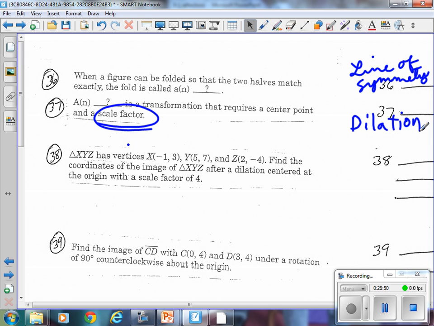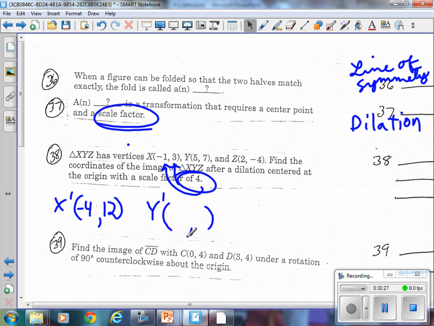Triangle XYZ has vertices, and they give us the coordinates there. Find the coordinates of the image after a dilation centered at the origin with a scale factor of 4. Your scale factor is 4. All you have to do to find the new ones, and I'm going to write them here in this space instead of trying to write them on the blanks because I don't have enough space over there. To find x prime, you take 4 times the x and y coordinate there. So it'd be -4, 12, that's your x prime. Y prime, you do the same thing, multiply both the x and the y by 4.